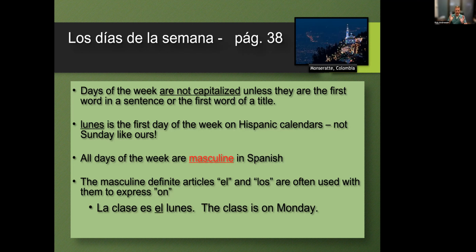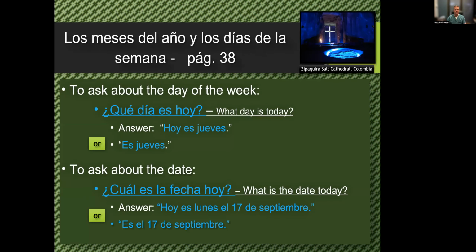But in English, we would translate that as on. So la clase es el lunes. The class is on Monday. We don't write en there for on or a word for on. It's just understood with that article el. Okay? So to talk about days of the week, we just saw this in this exercise. ¿Qué día es hoy? Hoy is a one syllable word. It's a word for today. So what day is today? And the answer is hoy es jueves, is Thursday, or es jueves. So hoy, meaning today is Thursday, or it's Thursday. So either one is correct.